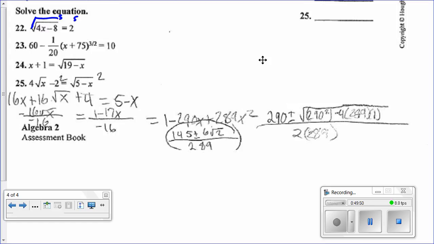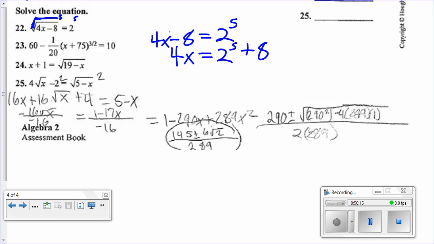So, okay, we raised both sides to the 5th power, and that got rid of our radical sign. So now we have 4x minus 8 equals 2 to the 5th. Okay? I think you've shown me enough in your work that you probably know that this follows into 4x equals 2 to the 5th plus 8. We added 8 to both sides.